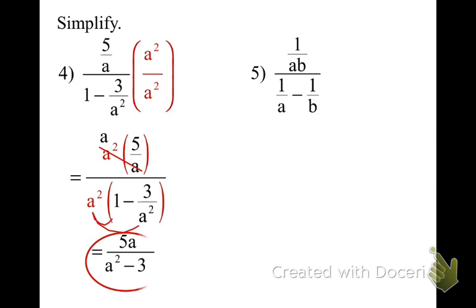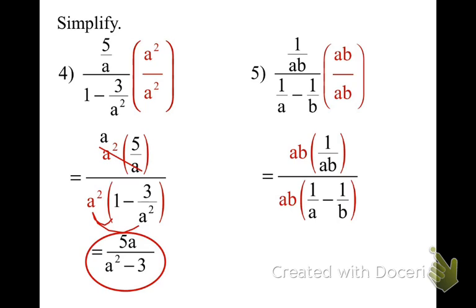Okay. Next one. What are we clearing by? How about Jesse Santos? AB. AB. So I'm multiplying by the monomial AB. In the numerator, what will be left? 1. 1. And in the denominator, B minus A. B minus A. Questions?